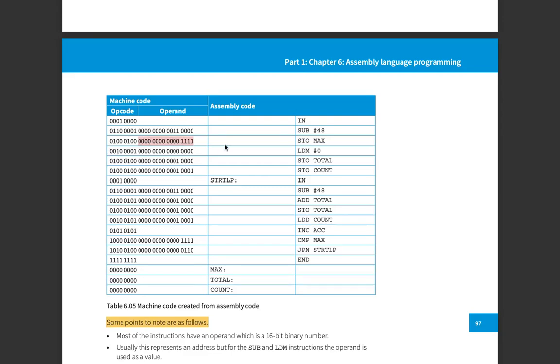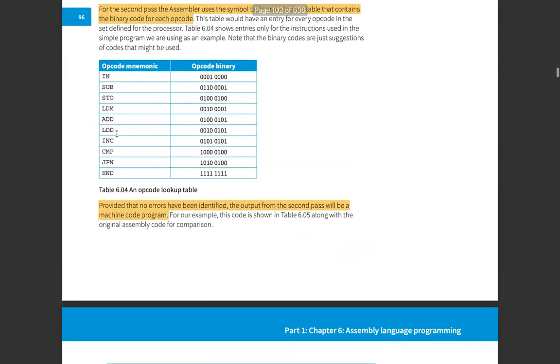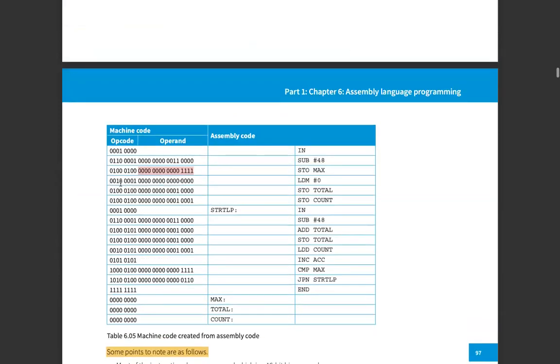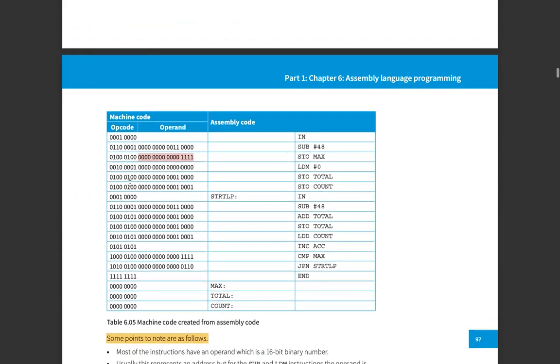Similarly, I'm using LDM hash 0. As you can see here, the operand is 0, and 16 bits are mentioned here, all zeros, because the value is 0. But LDM, on the other hand, has to be represented according to this binary sequence mentioned in the lookup table: 0010 0001. So 0010 0001, like so.